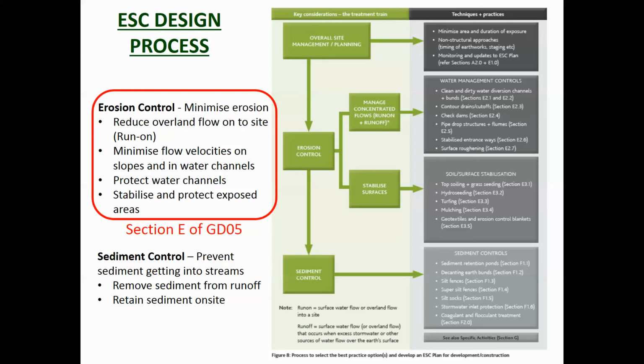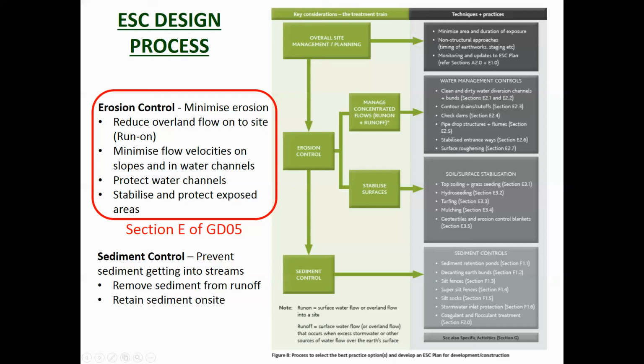So you can see this little chart here. Erosion control consists of two things: managing the control flows, the diversion channels, that sort of business, and then stabilizing the surfaces. So the process is to try to manage the flow, manage erosion, try to prevent it happening, and then try to get your surfaces stabilized as quickly as possible.